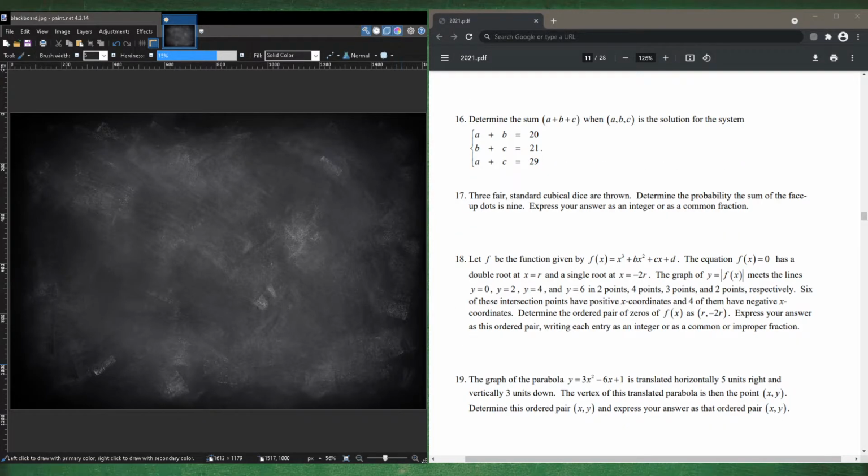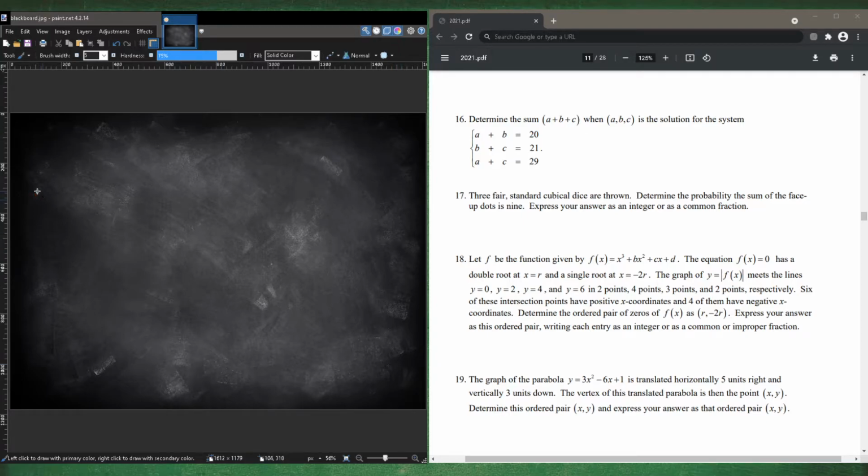Okay, question 18. Let f be the function given by f of x equals x cubed plus bx squared plus cx plus d. The equation f of x equals 0 has a double root x equals r and a single root at x equals negative 2r. The graph of y equals absolute value of f of x meets the lines y equals 0, y equals 2, y equals 4, and y equals 6 in 2 points, 4 points, 3 points, and 2 points respectively. 6 of these intersections have a positive x-coordinate and 4 of them have negative x-coordinates. Determine the ordered pair of zeros of f of x as r, negative 2r.